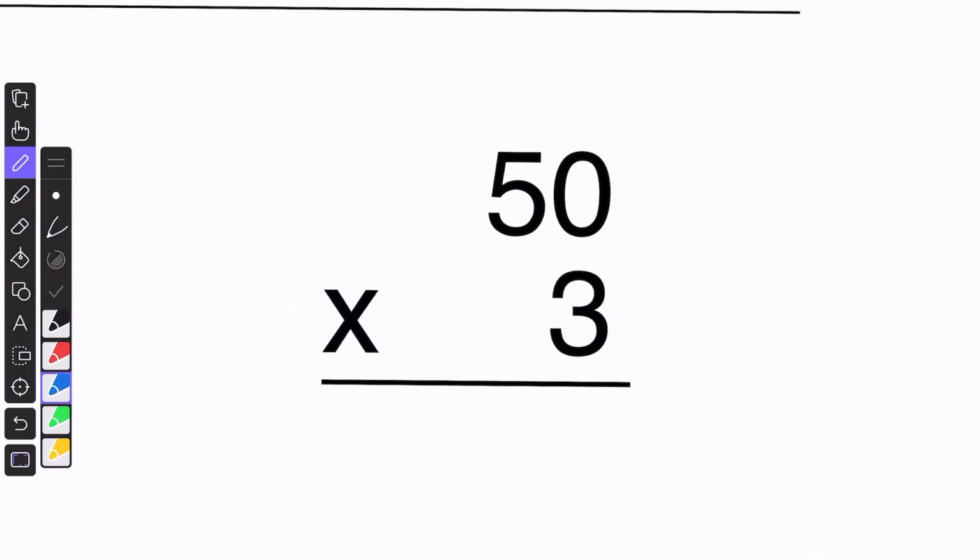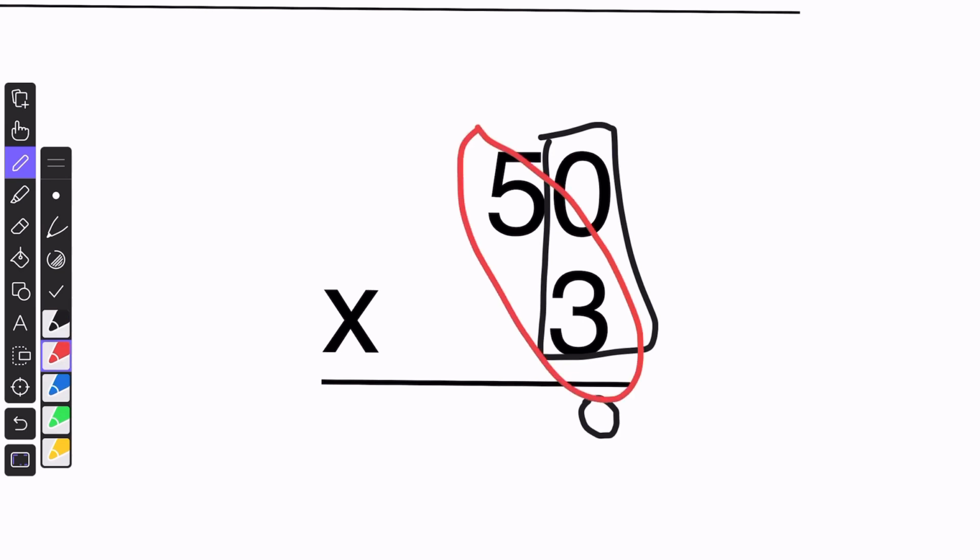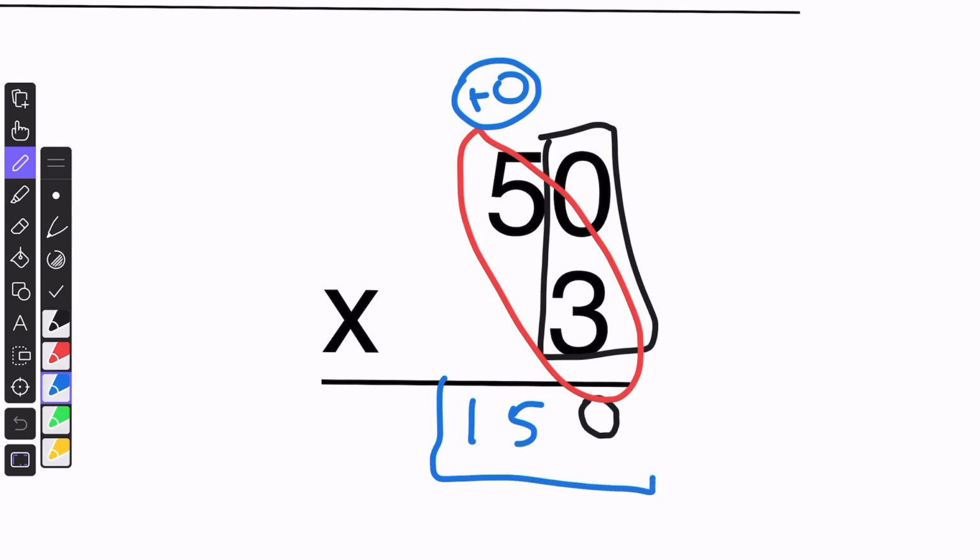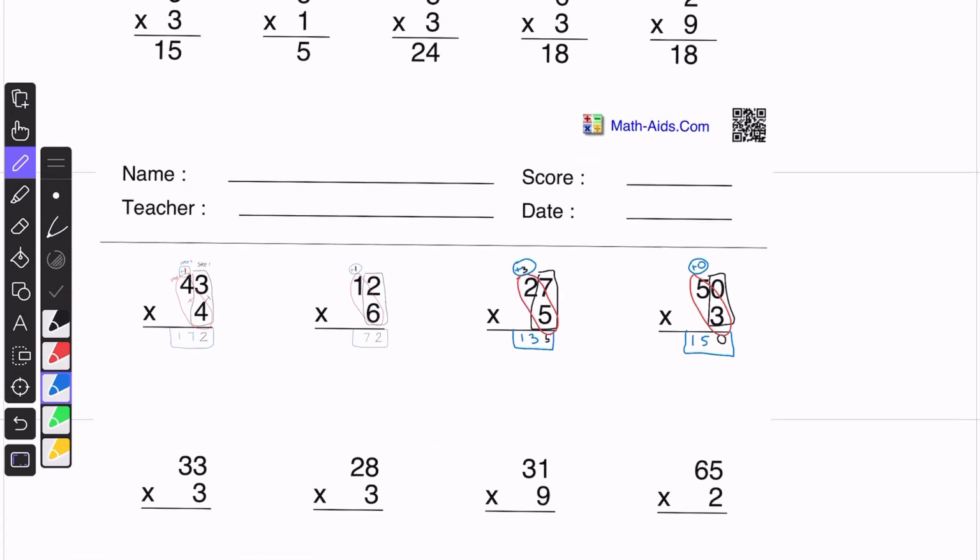50 times 3, step 1, 0 times 3. We've established that anything times 0 is going to be 0. Step 2, 15. We have nothing to add up here. So it's going to be 15 plus 0, which is just going to be 15. So our answer is 150.